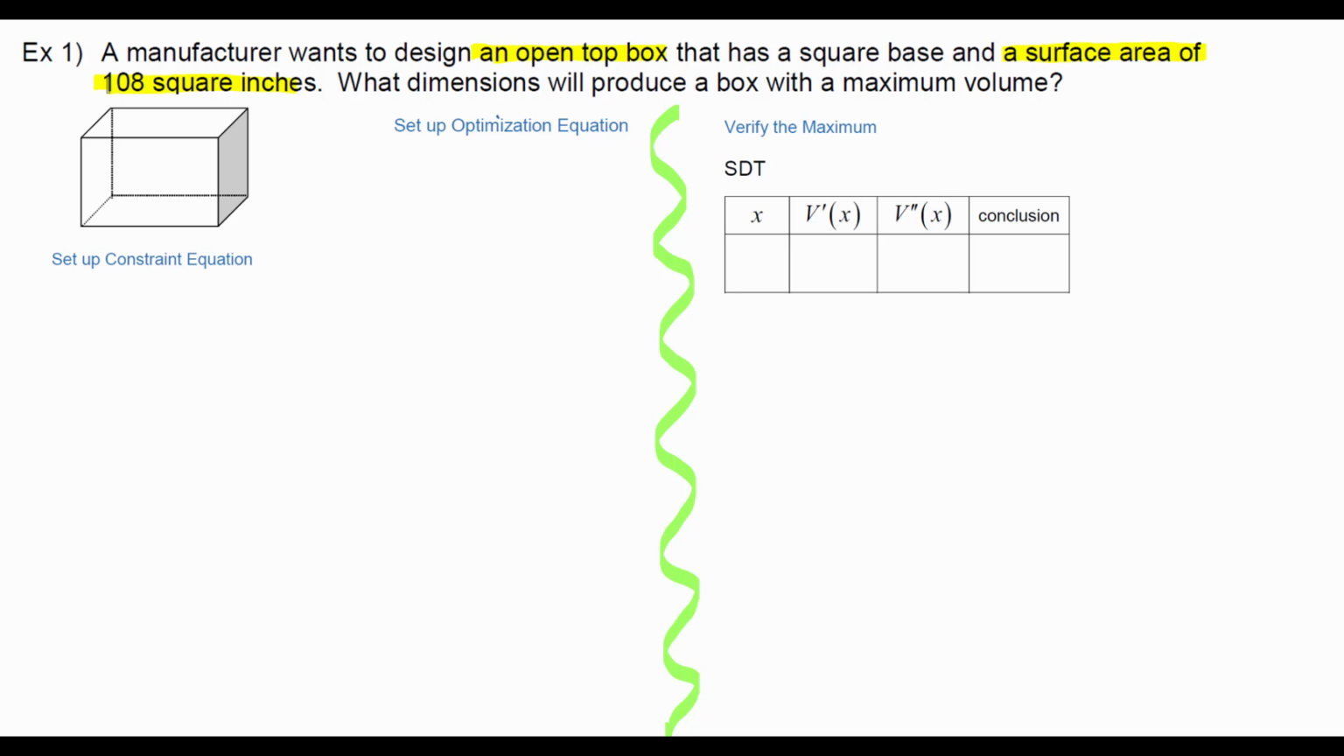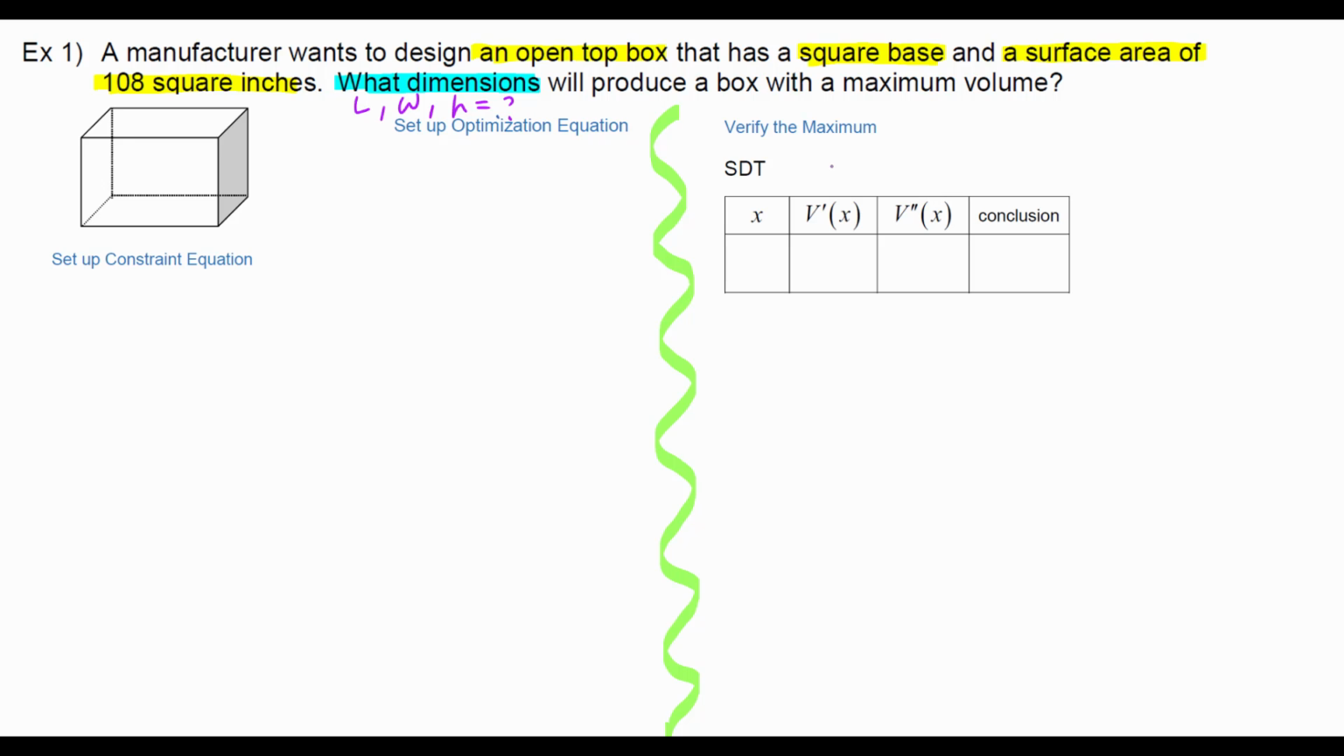And if it's an open top box, that means there's no lid. So therefore, we will not count the area of the top square, since they said that this was a square base. That's also very important information, since the question is then asking you to find the dimensions of this box. So what do you mean by dimensions? Dimensions will be the length and width and height. So you have to find the length and width and height of this box that will produce maximum volume. So that's what you have to maximize.